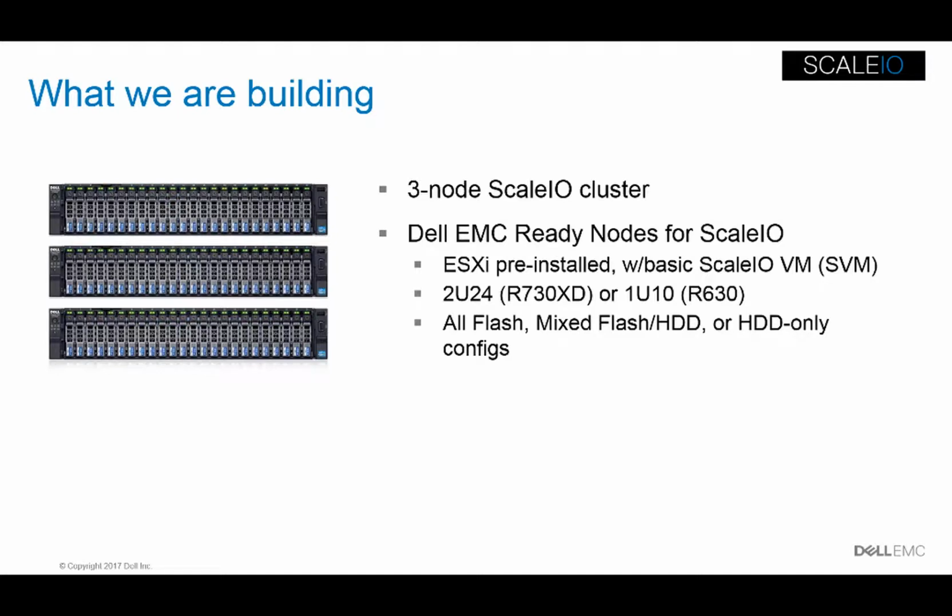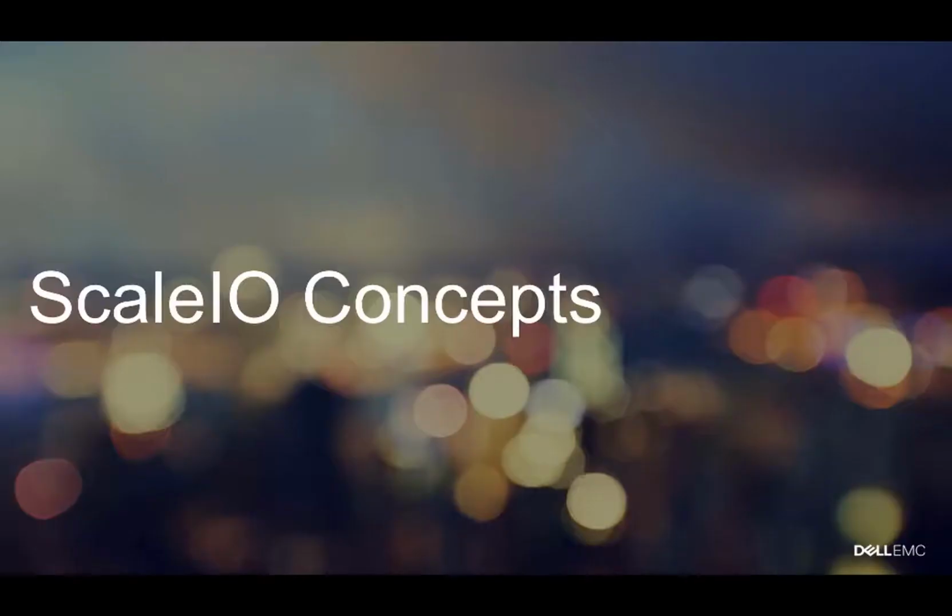To do this, we'll start with a 3-node cluster, leveraging Dell EMC Ready nodes for ScaleIO. Ready nodes are optimally configured x86 servers with the hypervisor and ScaleIO virtual machine pre-installed. Ready nodes are available in a wide variety of configurations: 2U 24-disk systems based on the Dell PowerEdge R730XD, and 1U 10-drive systems based on the PowerEdge R630. Each is available in all-flash, hybrid, or HDD-only configurations, as well as hyperconverged with more RAM and CPU, or as storage-only personalities.